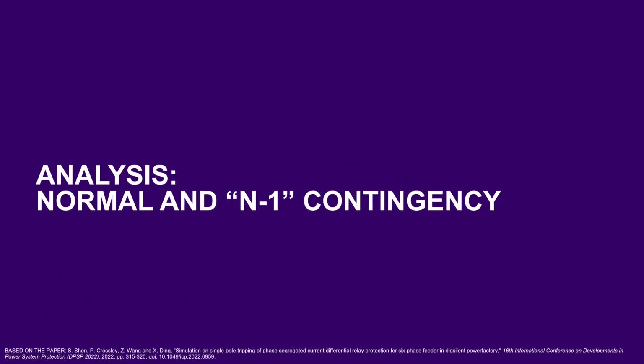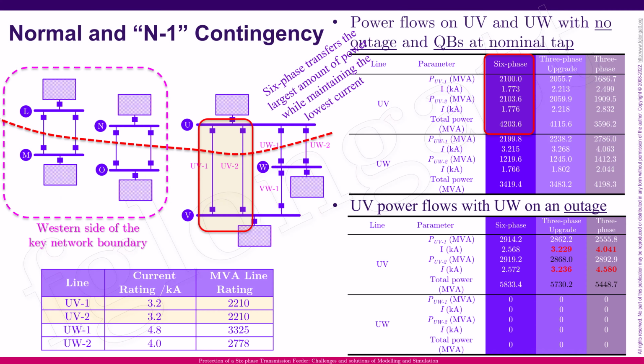And the first simulation over here is a classic analysis. We are running a basic analysis for load flow, calculating the power flow in normal conditions and also in contingency. In this case, the contingency is the sudden disconnection of the transmission line UW. That means these transmission lines over here. And what we are interested in is the power transfer that can be reached in normal conditions using the 6-phase system.